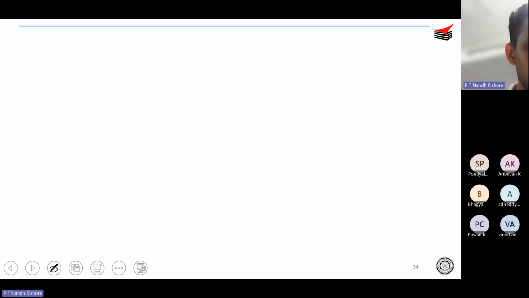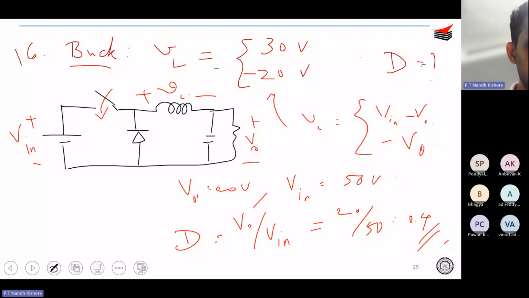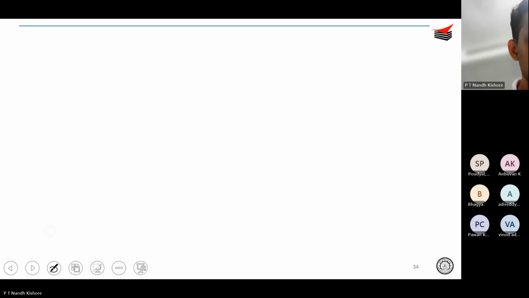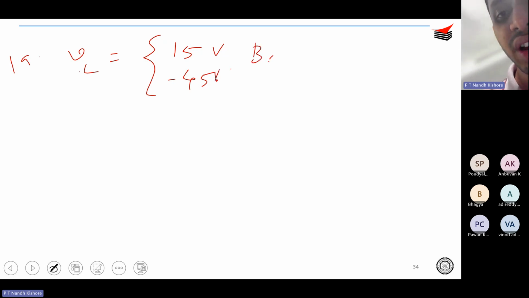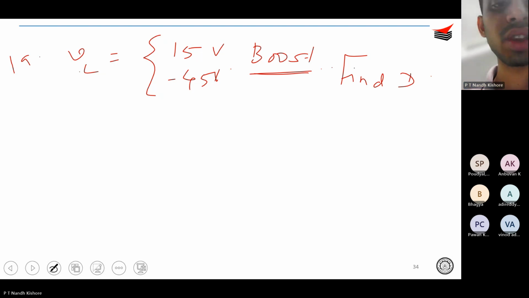Okay. I have a similar question to what we saw over here, question 16. I have a similar question for boost as well. The voltage across the inductor in a boost converter switches between 15 volts and minus 45 volts. Find out the duty period of the switch.